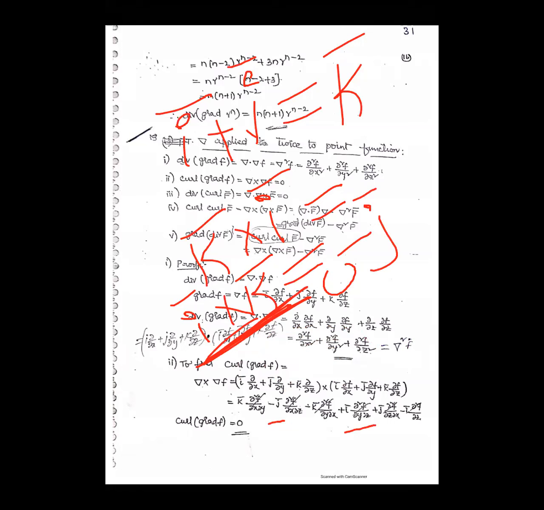And similarly, the last value k cross i is the forward direction, so it is positive j into del square f by del z del x. Next, k cross j is the reverse direction, so we get minus i. k cross k, by the same terms, is equal to 0. So after finding the values, observe that all terms cancel and the RHS value is 0. This is the second condition.